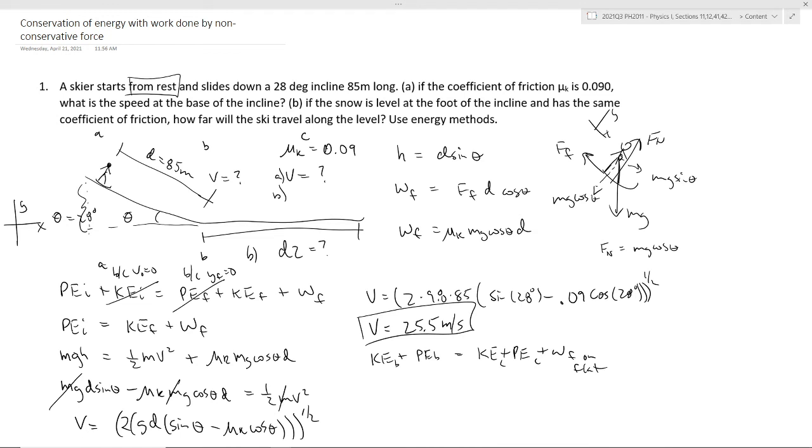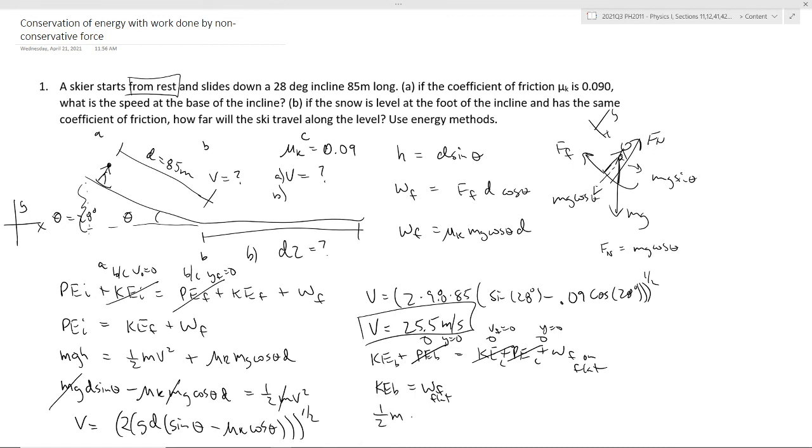So check it out. There's not going to be any initial potential energy at B because it's already at the bottom where y equals 0. There will also be no potential energy at the end. There will also be no kinetic energy at the end because it comes to rest. y equals 0, v final equals 0, y equals 0. So we're left with just that the kinetic energy at B has to equal the work done by friction on the flat. And this is easier because the normal force on the flat is just equal to the weight, mg. So we can set this up.